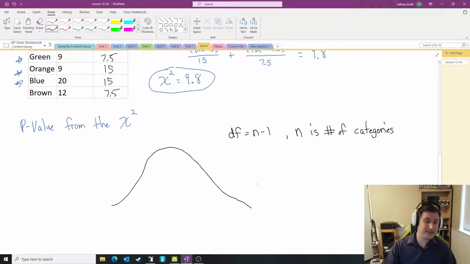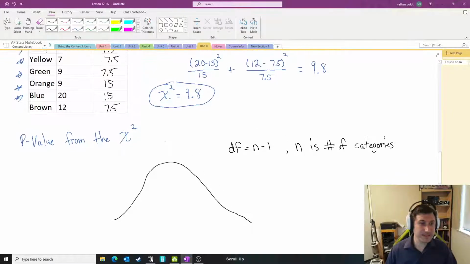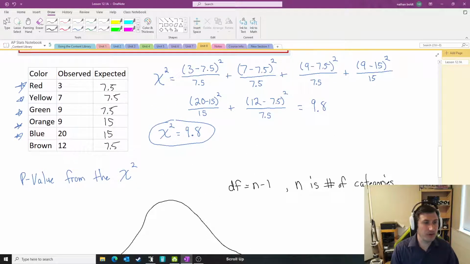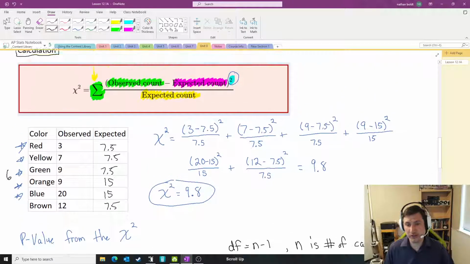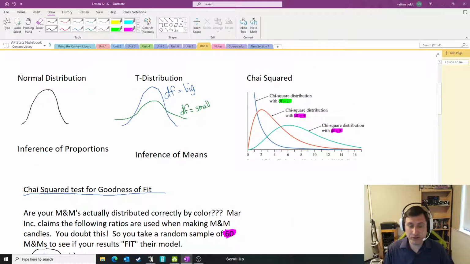All right, N is the number of categories. In this case, we have 1, 2, 3, 4, 5, 6 categories in all, 6 colors. So our degrees of freedom will be 6 minus 1. So our degrees of freedom is 5. And that is all we need to define what type of chi-squared model we have. As you saw up here in this picture, every chi-squared for different degrees of freedom is slightly different.